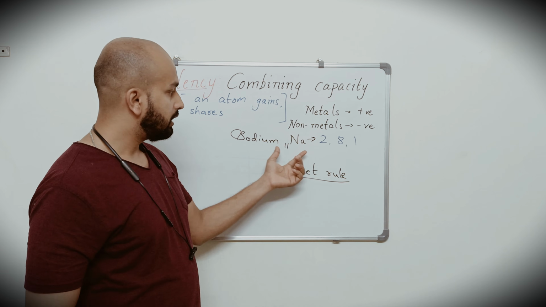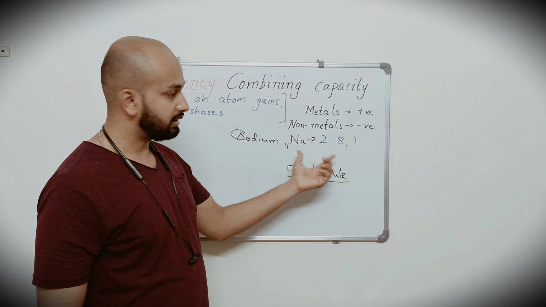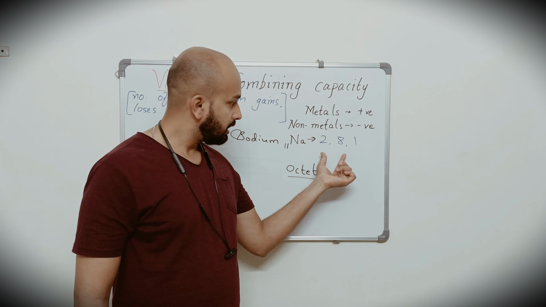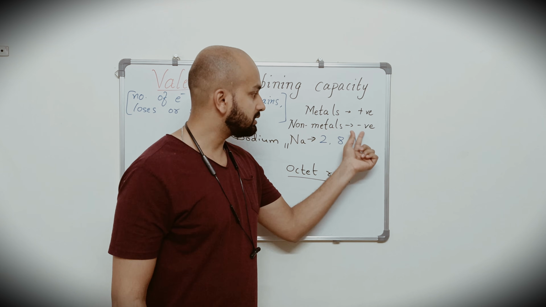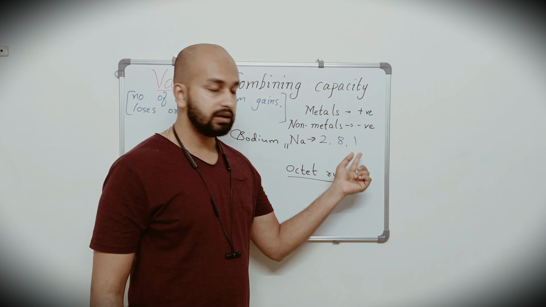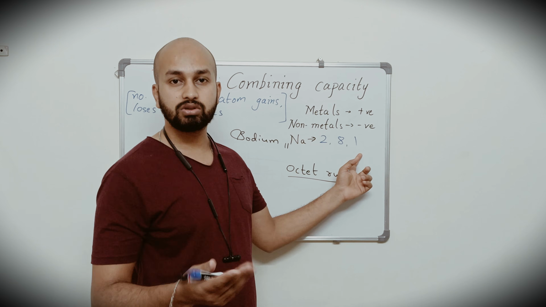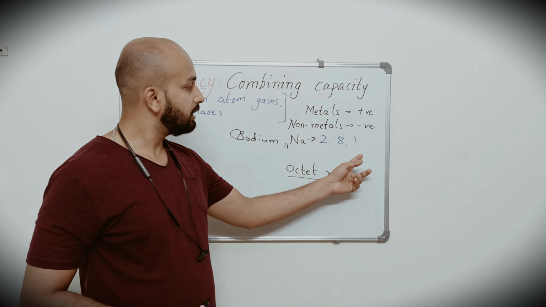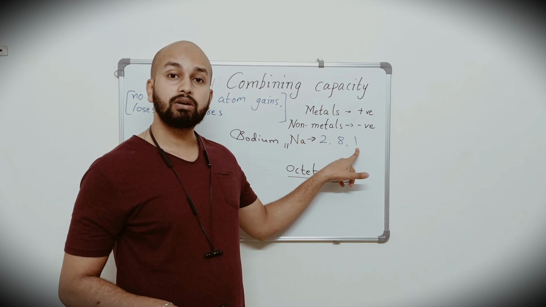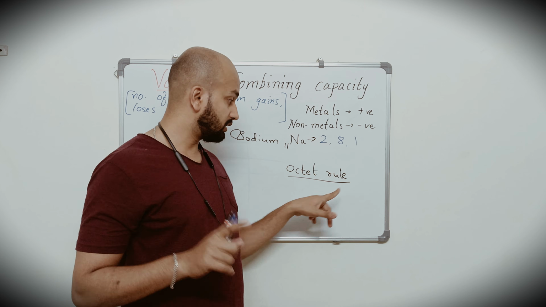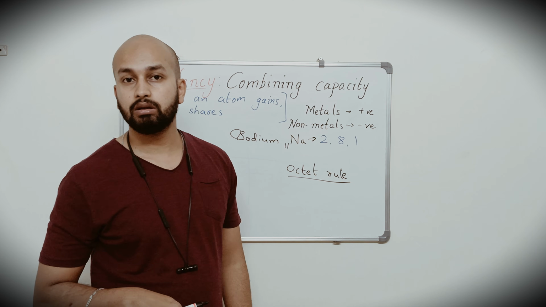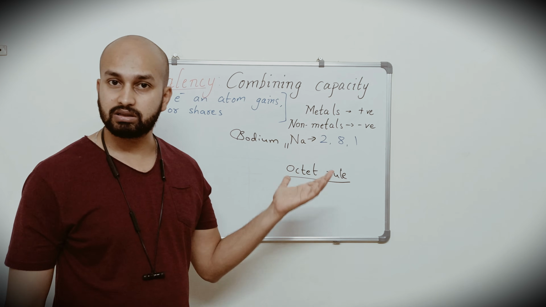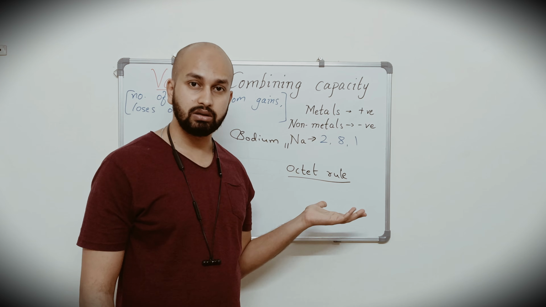Now, this is the electronic configuration. Like I said earlier, this is the first shell, second shell, and third shell. So this third shell is the outermost shell. Now, how many electrons does it have? It has 1 electron. But what does the rule say? The rule says it should have 8. It doesn't have 8. That means it is unstable.